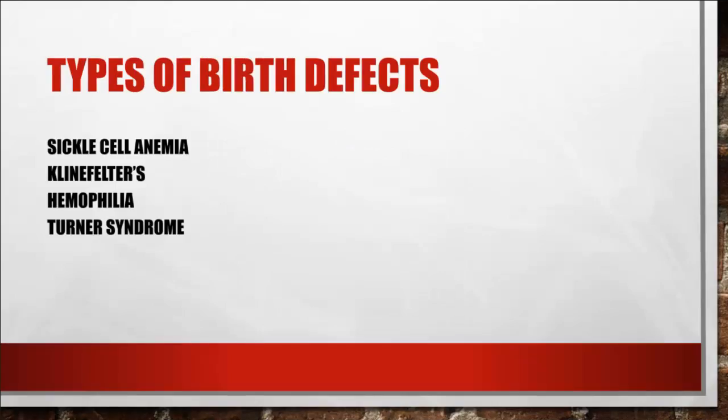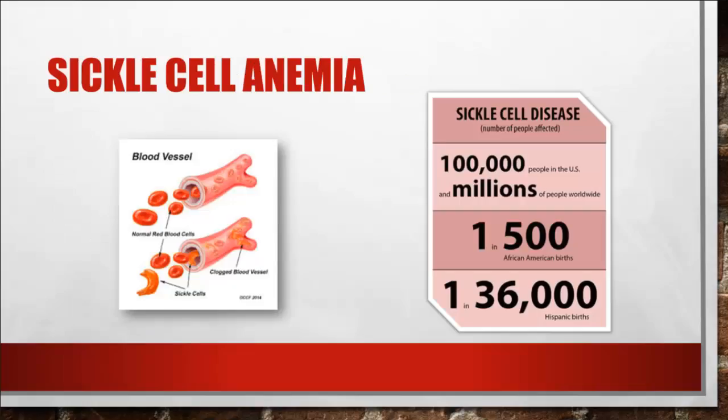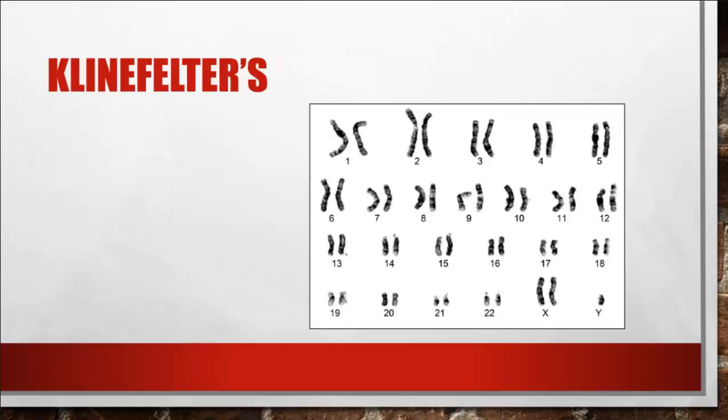There are 4 types of birth defects that we will be talking about in today's lesson: sickle cell anemia, Klinefelter's, hemophilia, and Turner syndrome. In sickle cell anemia, the blood cells are broken down into a sickle shape. These types of cells will die early. This can cause a shortage in the healthy blood cells, and it could also block blood flow. Common signs include pain in the joints, sudden pain in the chest, dizziness and fatigue.